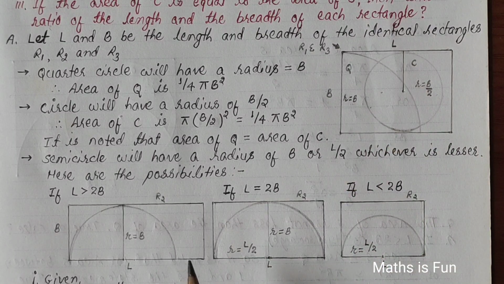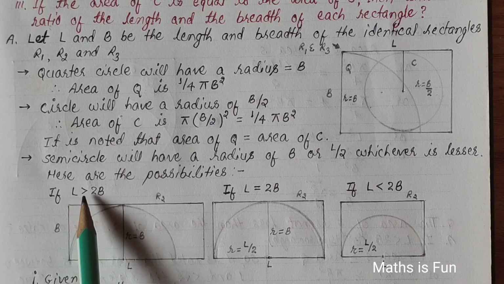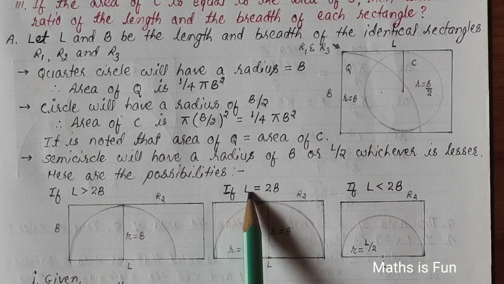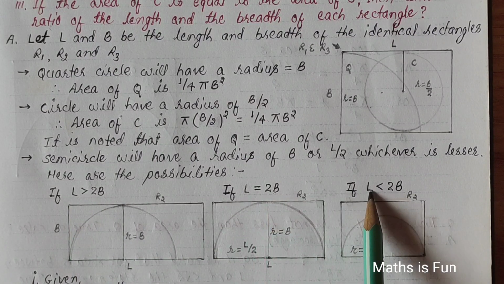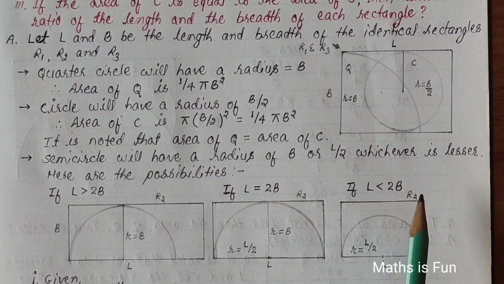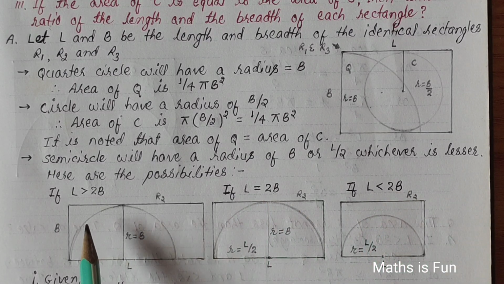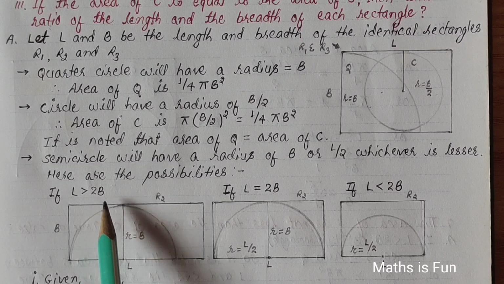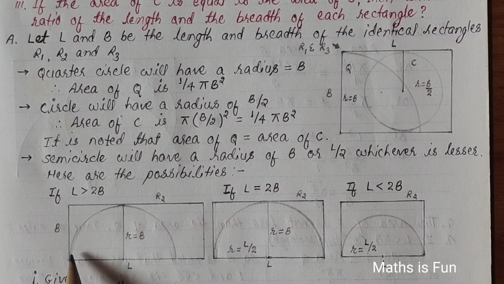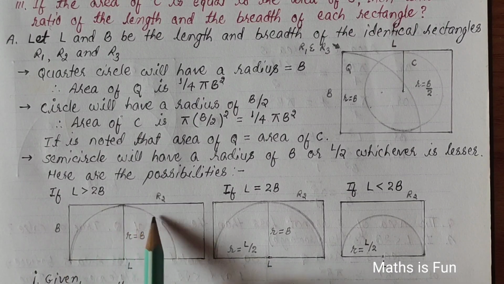And now we move to the largest possible semicircle cut out from the rectangle R2. So we have got three possibilities: when length is bigger than 2 times breadth, or when length is equal to 2 times breadth, or when length is smaller than 2 times breadth. When the length is bigger than 2 times breadth, its radius will be equal to breadth. Here you can see that the length is very big. So we take this radius equal to B and we draw a semicircle like this.